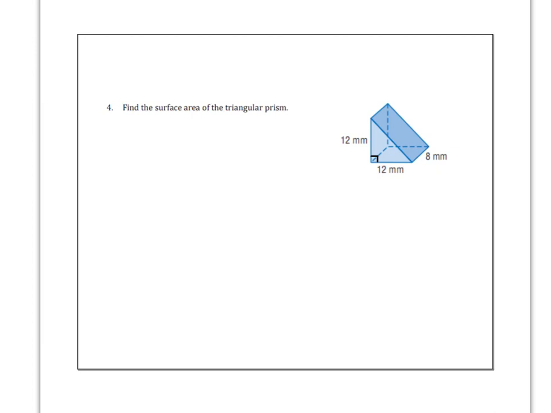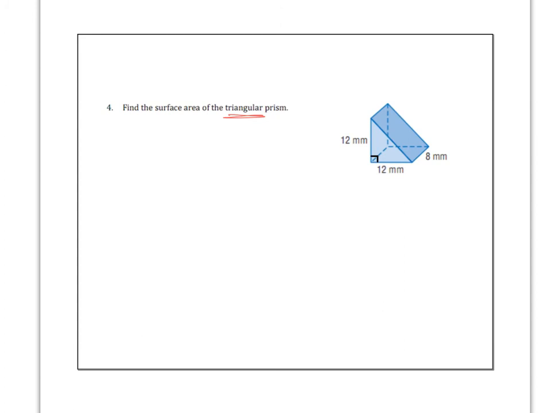Number 4, find the surface area of the triangular prism. Notice they're giving you a clue here. The base is not the bottom. The bases are the two sides that are parallel and congruent to each other. This triangle and this triangle are the bases. So you have to be careful. Those triangular ones really mess people up sometimes.